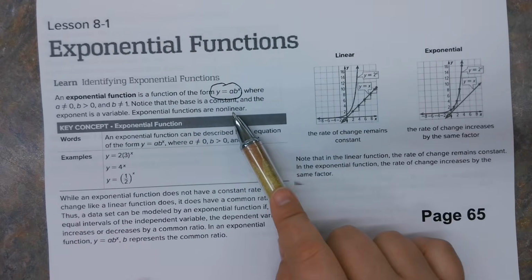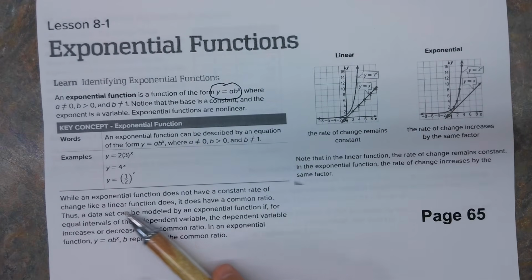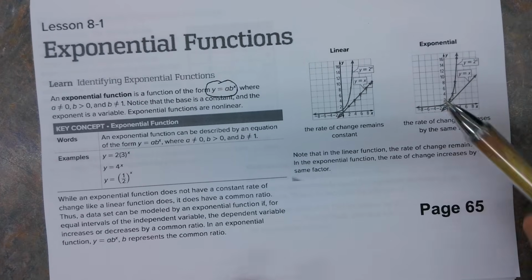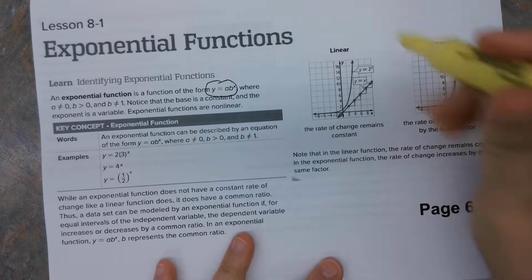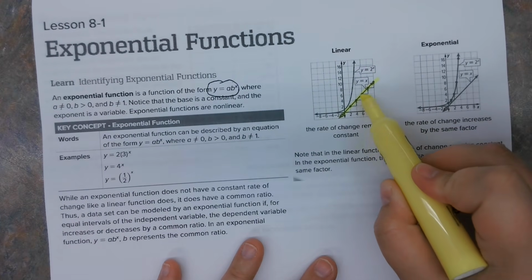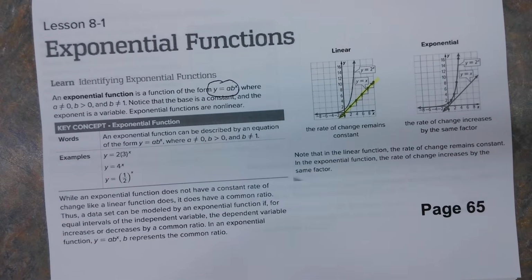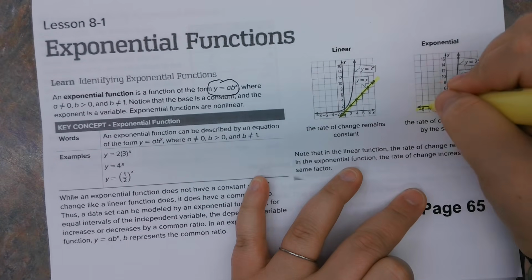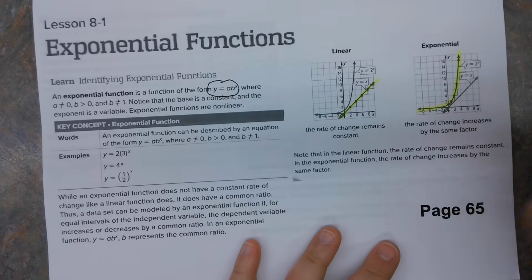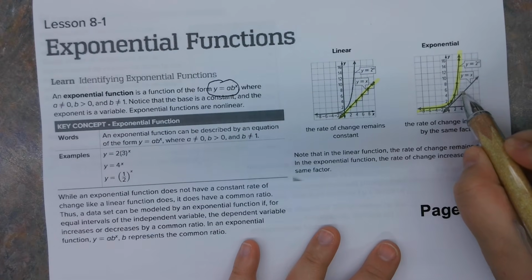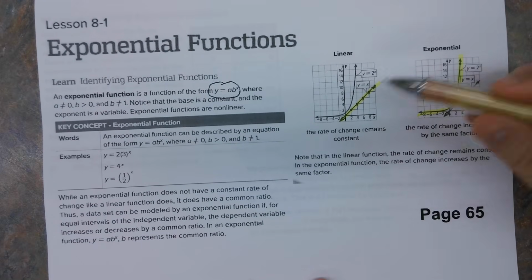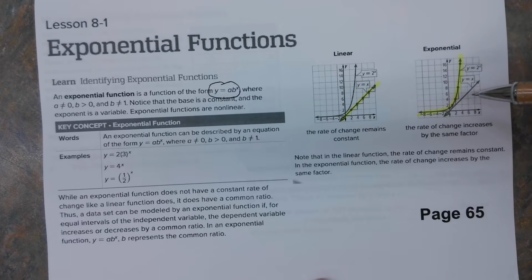So exponential functions are nonlinear. They don't have a constant rate of change like a linear function does, but they have a common ratio. So here's a linear function. Linear function, you notice here, they have a constant slope. It is the same slope, same rate of change. Whereas the exponential function, you notice it's not the same change. We have a little change here, and then it gets bigger and bigger because we're changing at a constant rate, a constant ratio.